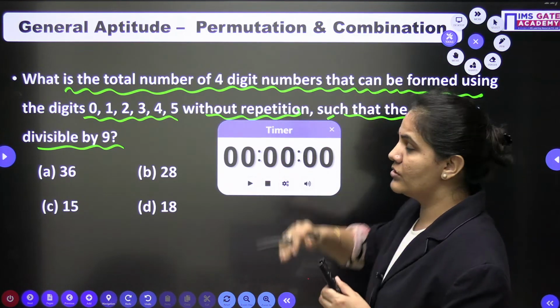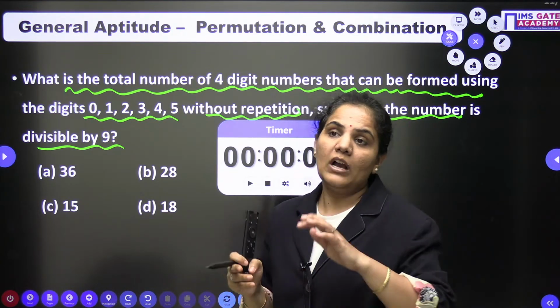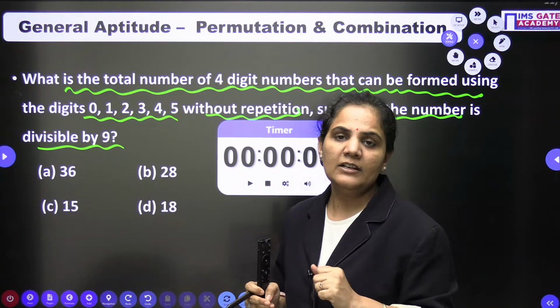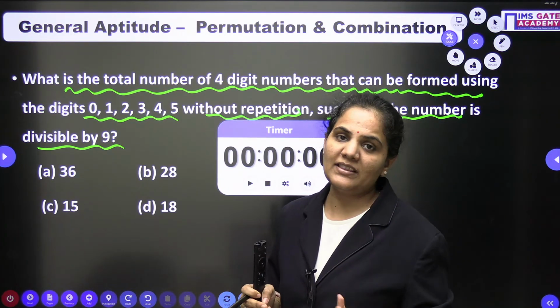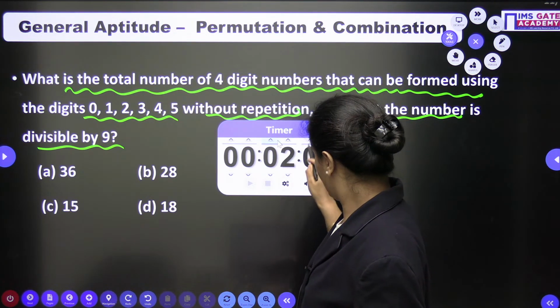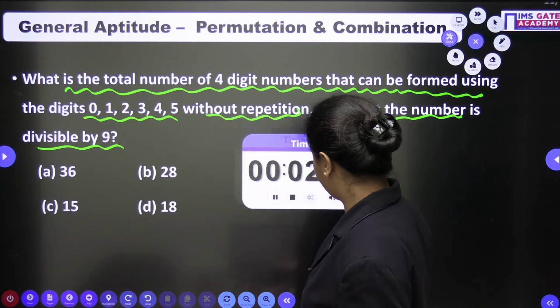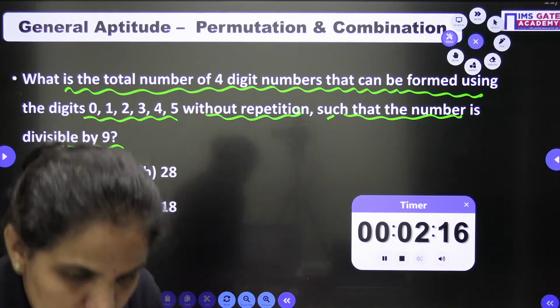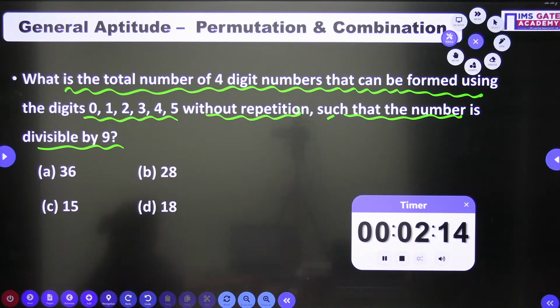We are going to use two things here. You should know the rule of divisibility of 9. So you should know how to identify the numbers divisible by 9. Go for it, everyone. Just go for it. A good question. Everyone just try.